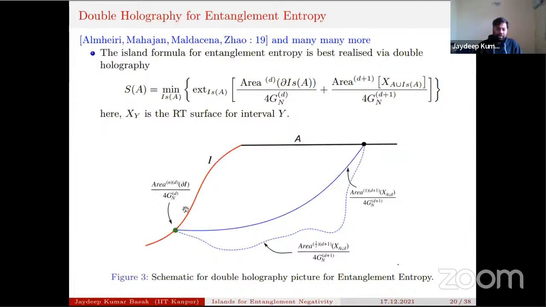And if we can consider that, then we can write the second term, which was the effective entropy term of interval A union island of A. We can write that in terms of area, which is this one, this blue line. So we can see that the island formula for entanglement entropy can be written as the sum of this blue line, the area of this line, and also this special green dot sitting here.